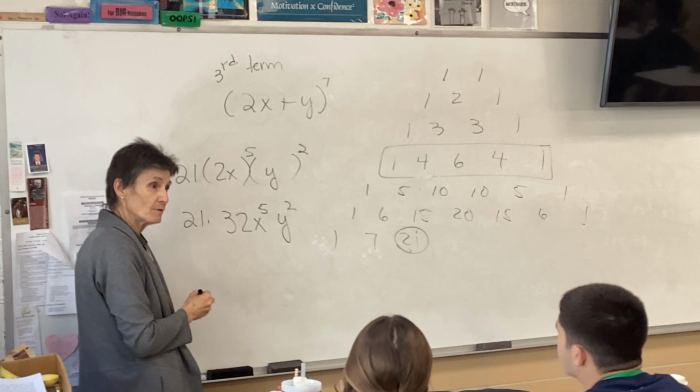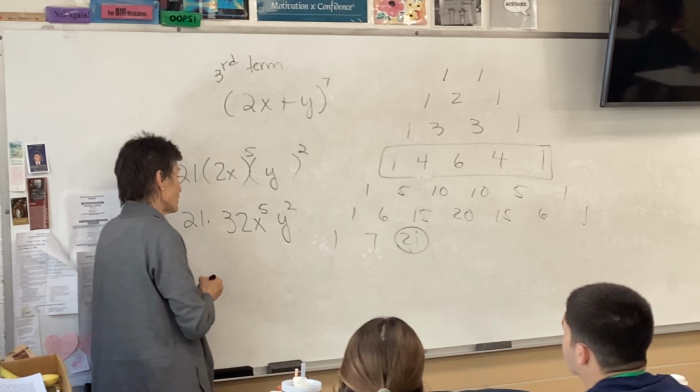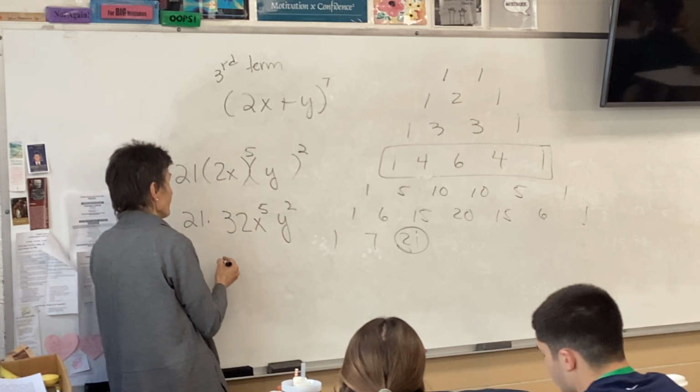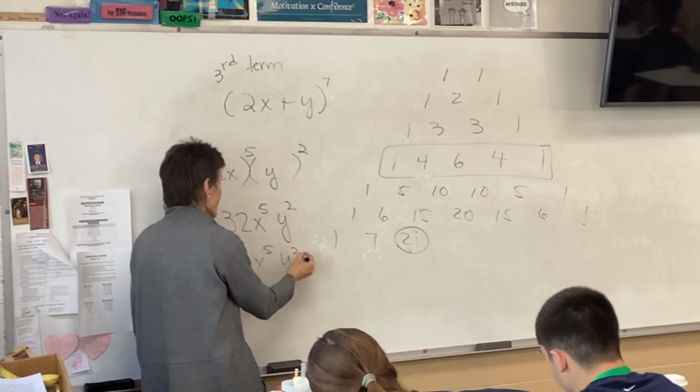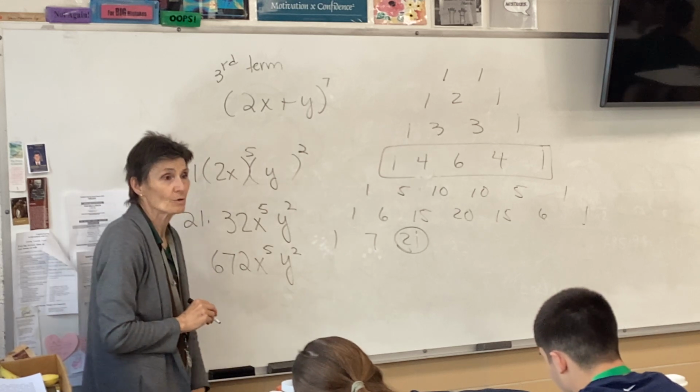And then what do I have to do? Multiply those two together. What's 21 times 32? 672, x to the 5th, y squared. And there is your third term.